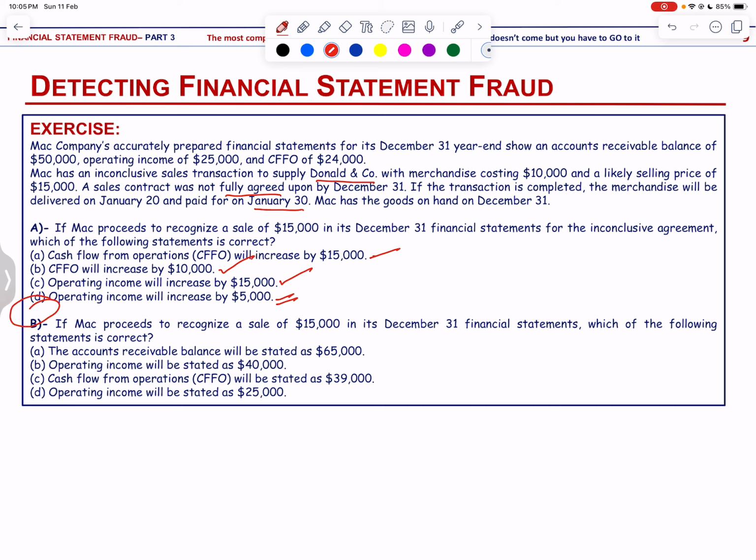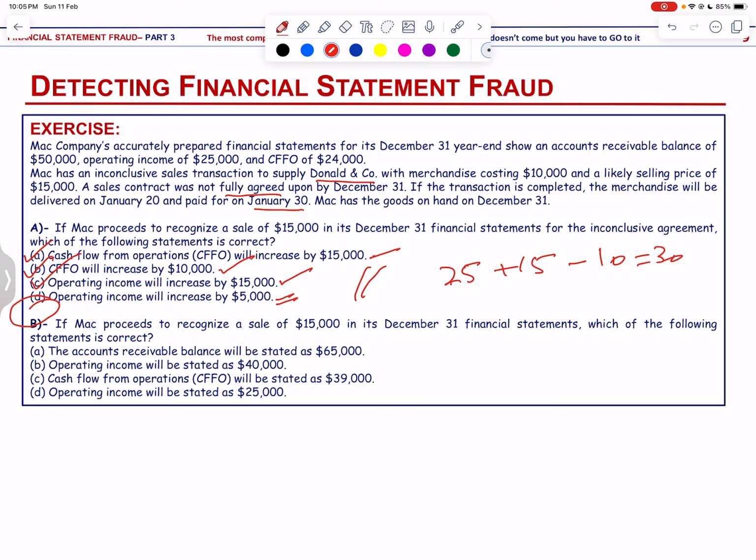So A, B and C, all three of them are incorrect because they do not accurately represent the impact on operating income and cash flow from operations as a result of recognizing the additional sales. But in the case of option D, the operating income will be stated as 25,000, the original, plus 15,000 of additional revenue minus 10,000 of the additional cost, that will be equal to 30,000, and this is reflecting an increase of 5,000. So option D is the most appropriate answer given the circumstances described in the question.